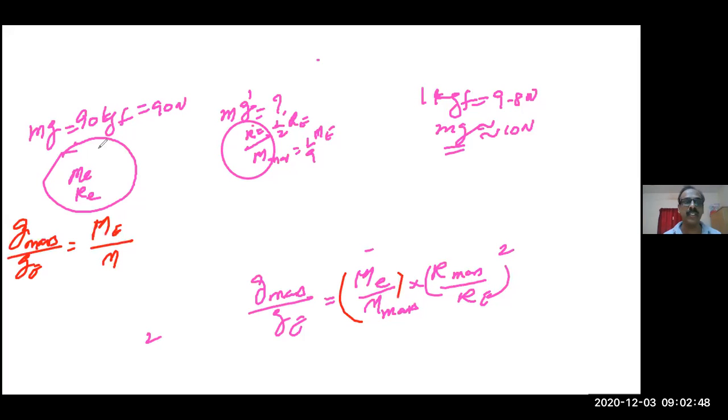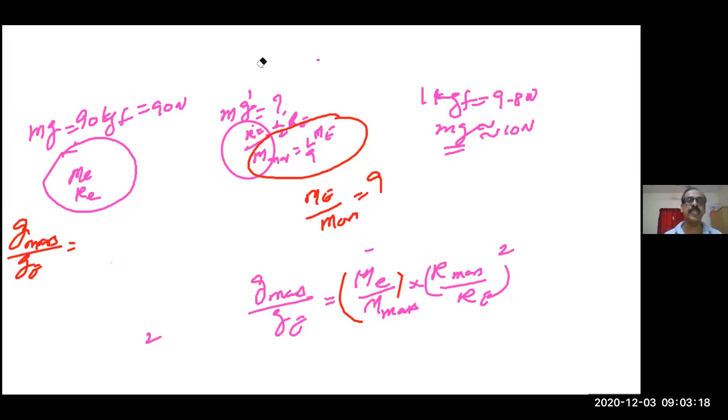What is mass of the Earth by mass of Mars? Mass of Mars is equal to 1 by 9 of M_E, so M_E divided by M Mars is equal to 9, right? Instead of M_E by M Mars, I can substitute 9 into R by R_E. See from here, R by R_E is 1 by 2, right?